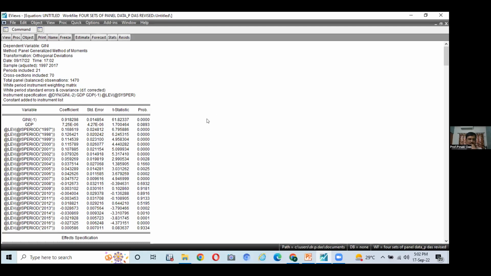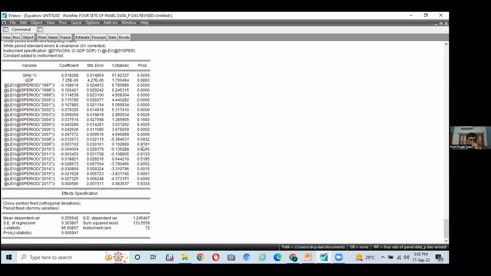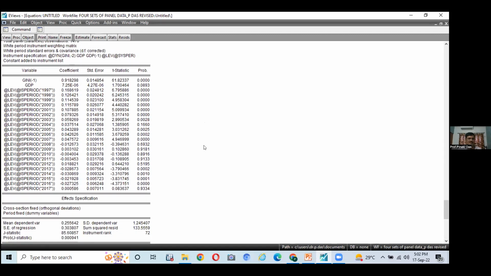This is our estimated result. In this estimated result, these are the coefficient table, and at the bottom of the result there are the summary statistics. Here we have considered one period lag, Gini -1, as an independent variable, the lagged dependent variable as an independent variable, and GDP is the only one independent variable. And these are the time fixed dummies. Here we have considered time fixed effects for the period 1997 to 2017. Therefore, all are the coefficients of the time fixed dummies.